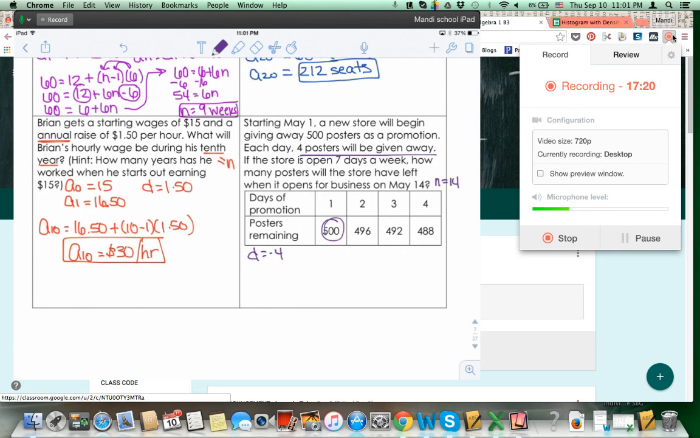The first one is 500. So A sub 14 is the initial value, 500, plus n minus 1. Oh, we know what n is. n is 14, times our common difference of negative 4. And since these are all numbers, there are no variables left, we can just drop that in our calculator. So on May 14th, 14 days, you will have 448 posters left.